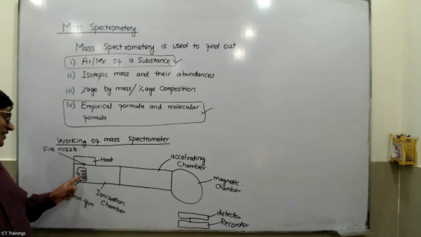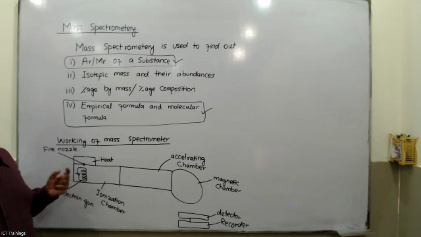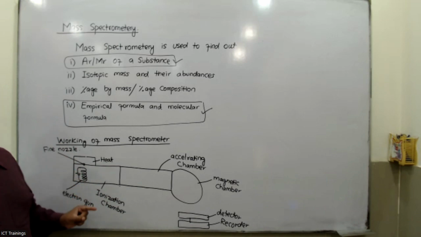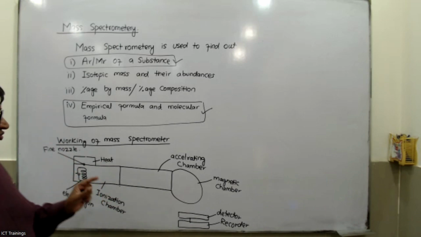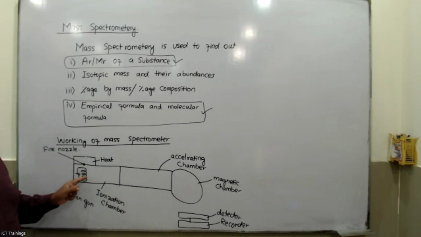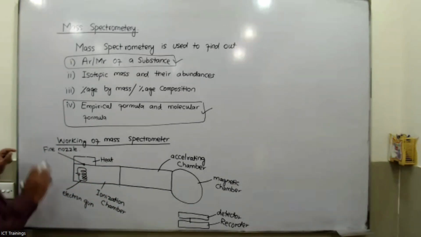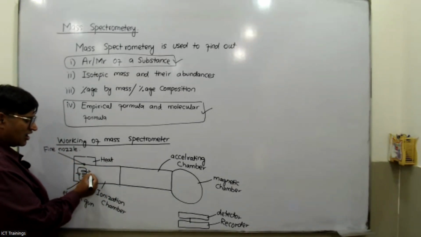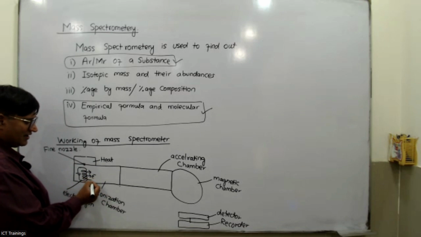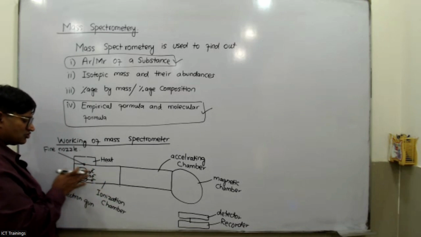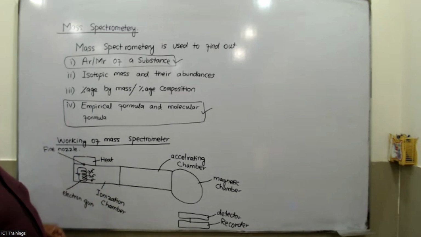The electron gun consists of a very thin and very lengthy wire. You know that in physics, a very thin and lengthy wire has high resistance. So due to high resistance, it becomes hot. And you know that metal has a sea of delocalized electrons. So when it becomes hot, it will start giving out electrons. Electrons start coming out from the surface of the metal when it becomes hot. So that is called the electron gun.